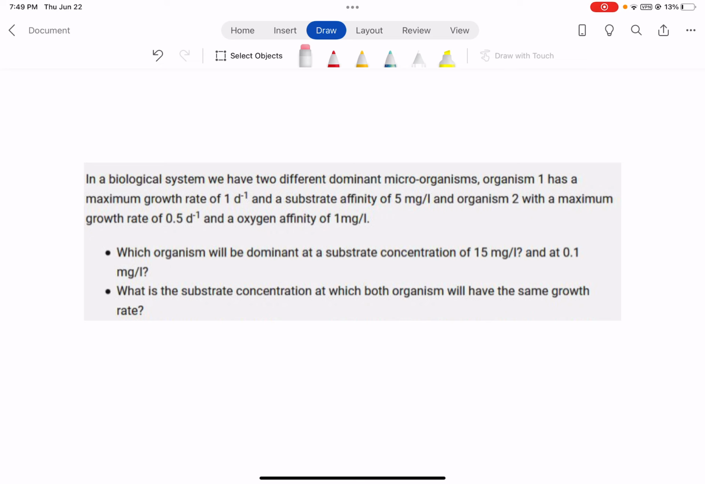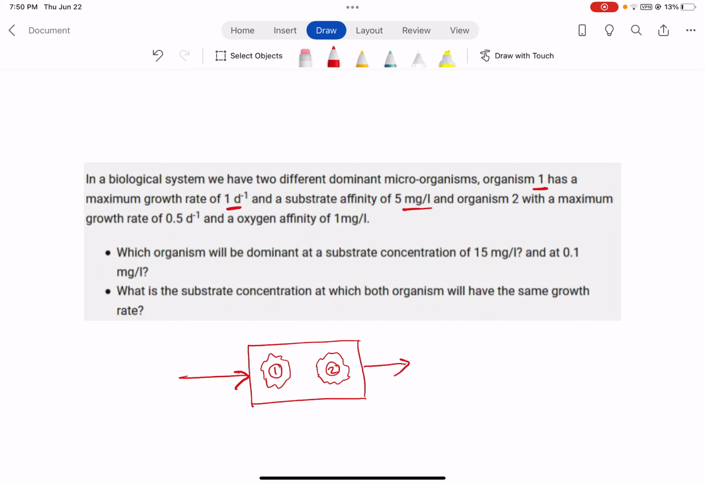Organism 1 has a maximum growth rate of 1 per day, substrate affinity of 5 milligram per liter. This is for organism 1. So let's just put the reactor. This is the reactor, and wastewater is coming from this side, and there is an organism, let's say this is 1 and organism 2, and of course at the end of the reaction it will go to the clarifier.